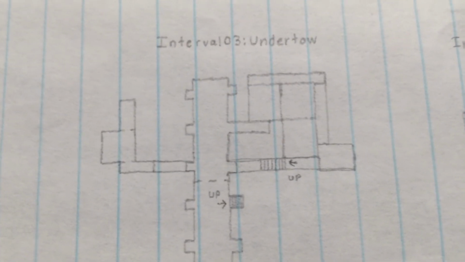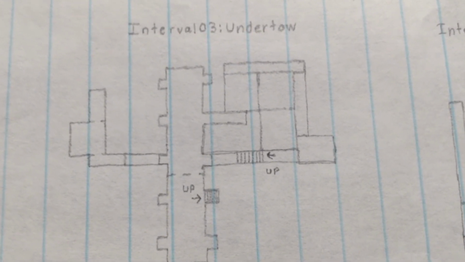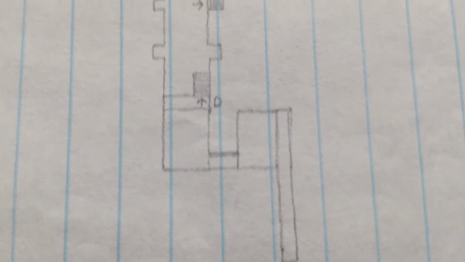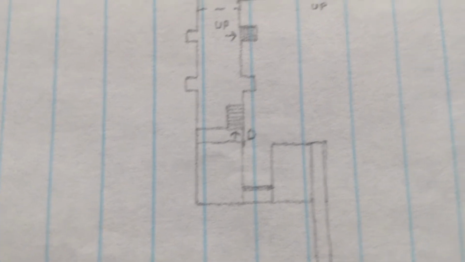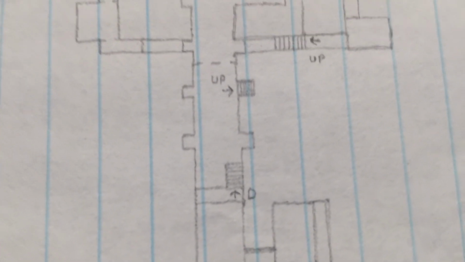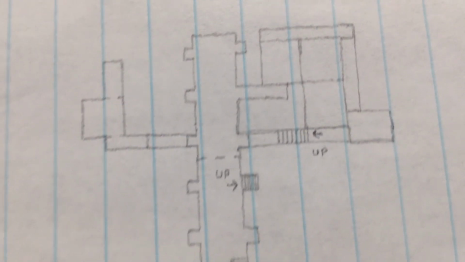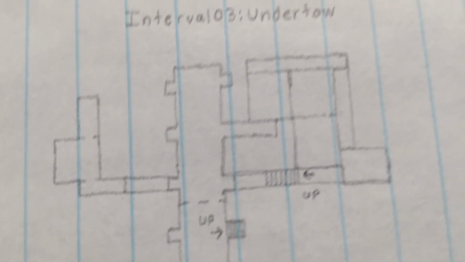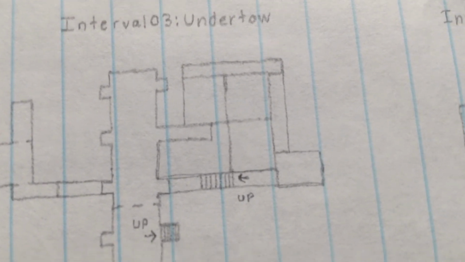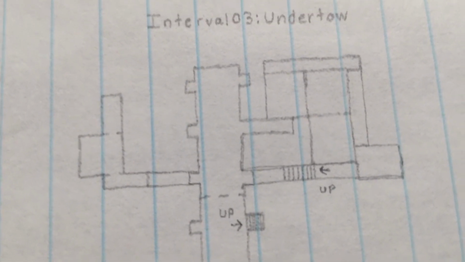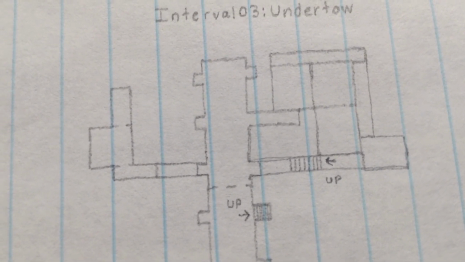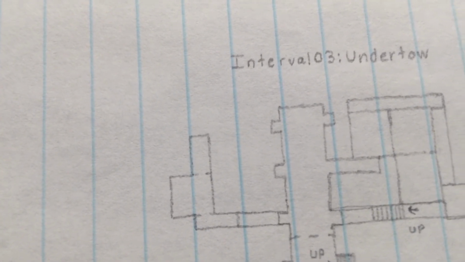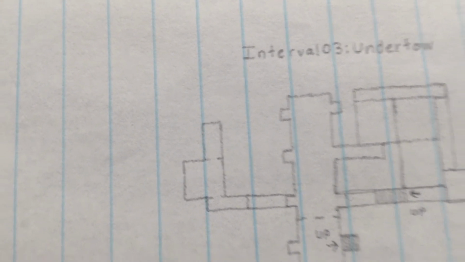Here's the third and final section of Undertow. You start out in this hallway, you go through a few rooms, down some stairs into a kind of main hall area. You go through a few rooms, up some stairs that pass over the area that you were just in. And you work your way around to the other side.